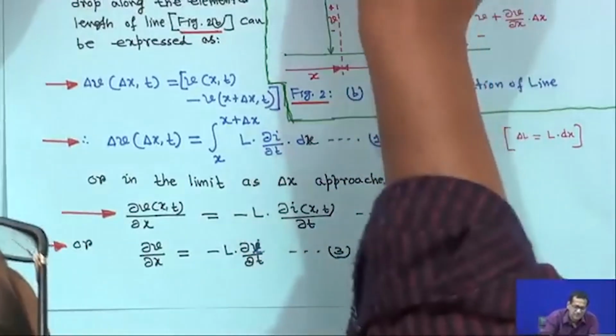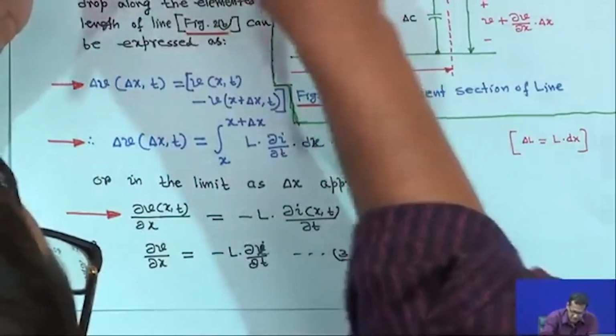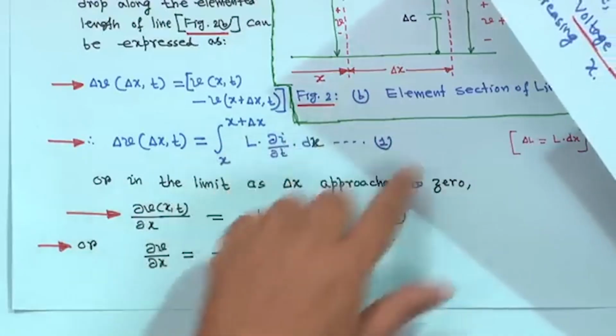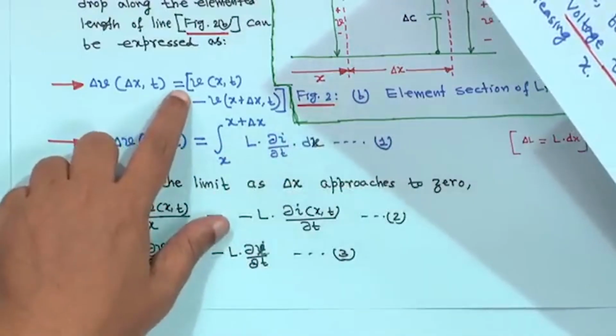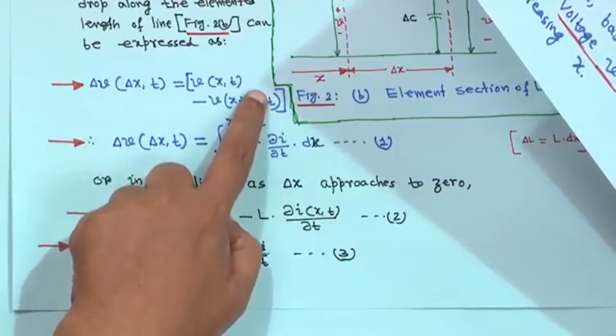Here the minus sign appears because x is increasing. If you take minus common, it will be v(x plus delta x, t) minus v(x, t). Anyway, we will come to that later.